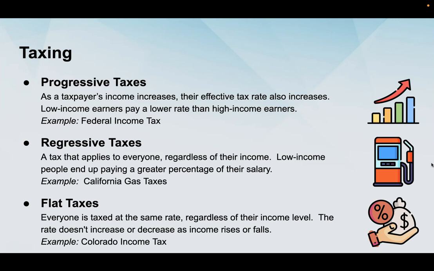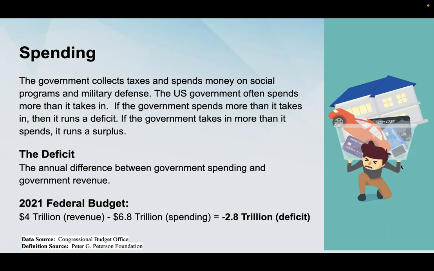Now, finally, we've talked about this idea of the government taxing. The government also spends. They're spending that money, right? So the government's going to collect taxes and they're going to spend that money on social programs, military defense, and so forth. But unfortunately, the government often spends a lot more money than it takes in. And so if the government is going to spend more than it takes in, then it's running a deficit and it's going to build up the debt. So the next two terms that I want you to be aware of are deficit and debt. Let's start with deficit first.